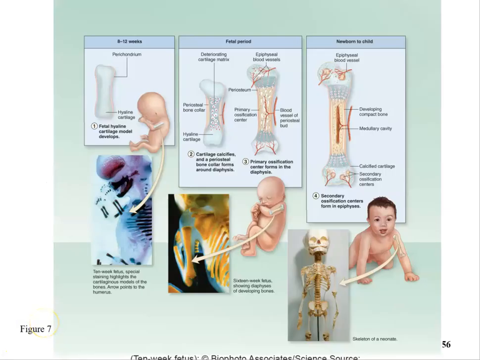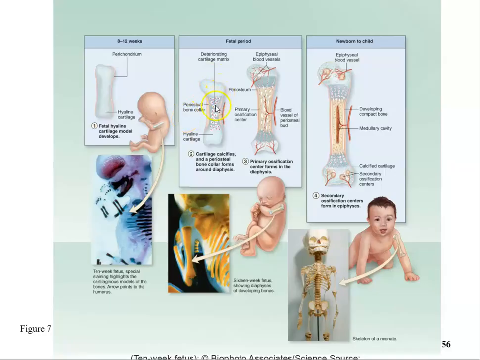Okay, so let's look at all of that over the course of a developing fetus. So here at 8 to 12 weeks, you're going to have the fetal hyaline cartilage model develop. So we're going to follow the humerus throughout this child's life. And you can see here in this fetus, all the bones are cartilage right now at this point.